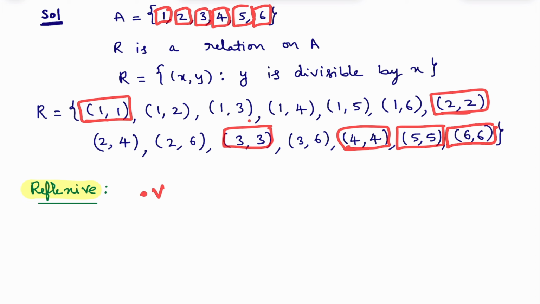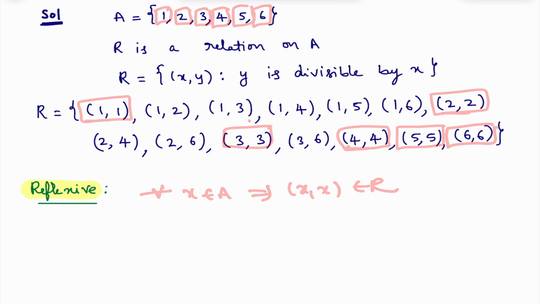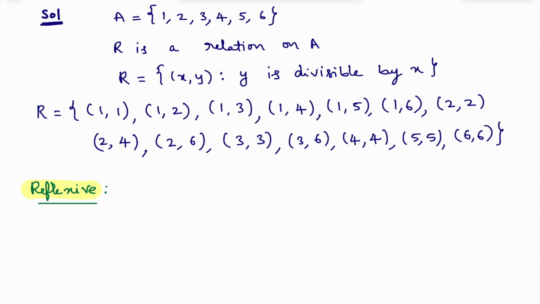For every x in set A, the ordered pair x comma x is there in this relation. So I can say that this relation is reflexive. I hope you understand. So how will you write the answer? You need to write like this: for every x in set A implies ordered pair x comma x belongs to the relation.